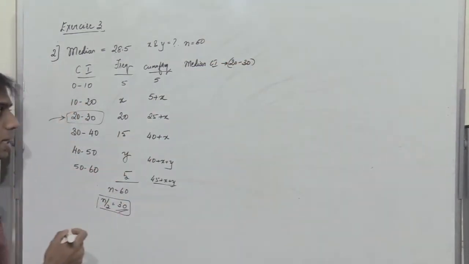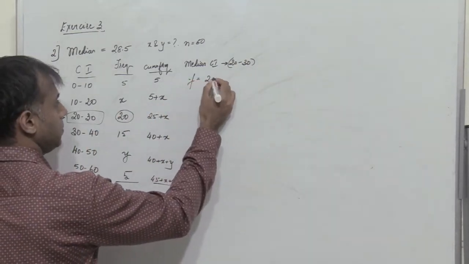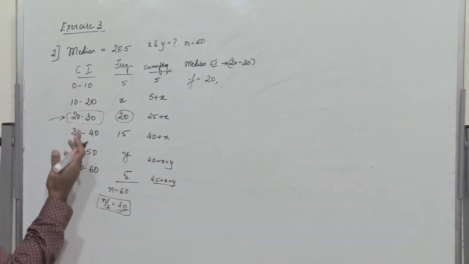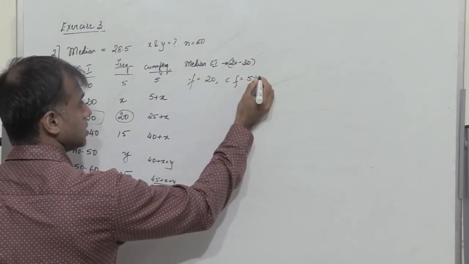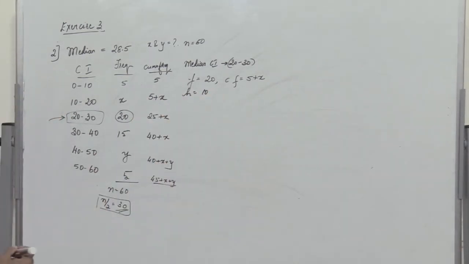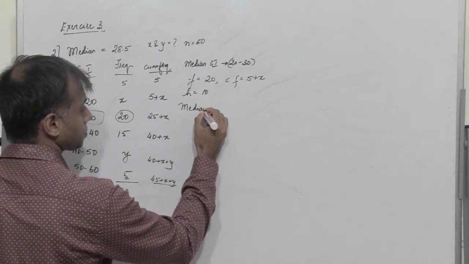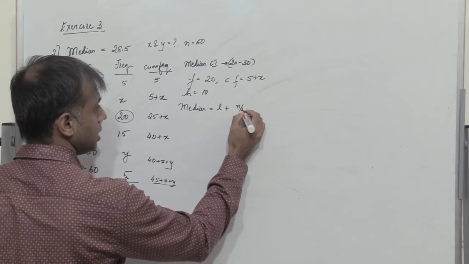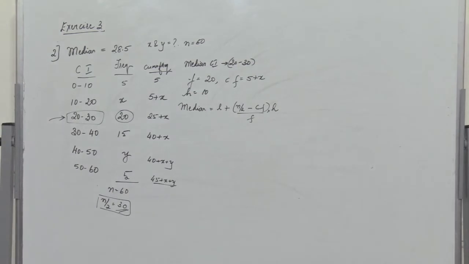Once I find the median class interval, I find the class frequency. The frequency is 20, and the cumulative frequency of the preceding class is 5 plus x. I also need the value of h. The value of h is 10, which is the class size. With all these values known, we can find the median. Now the median is given by the expression L plus n by 2 minus CF divided by F into h. What is L? L is the lower limit of the class interval, which is 20.